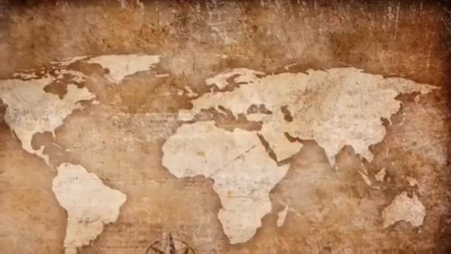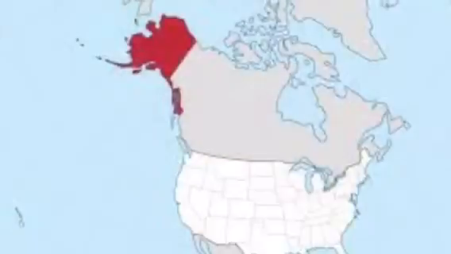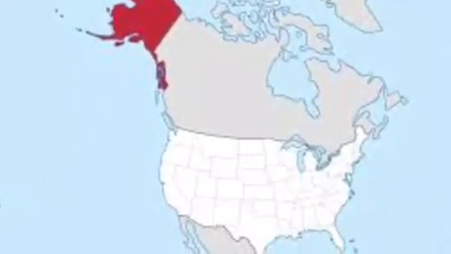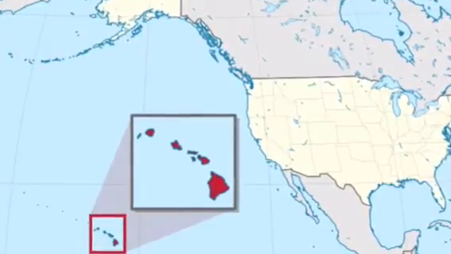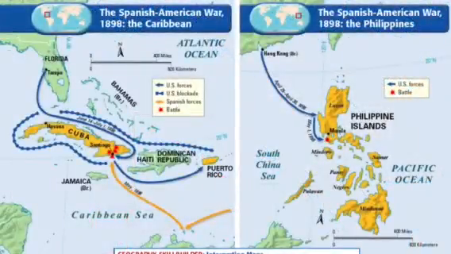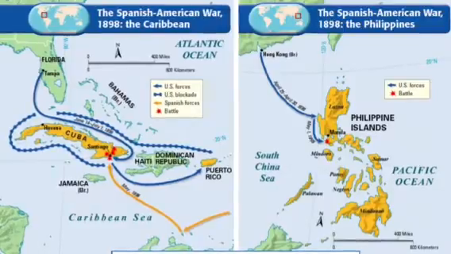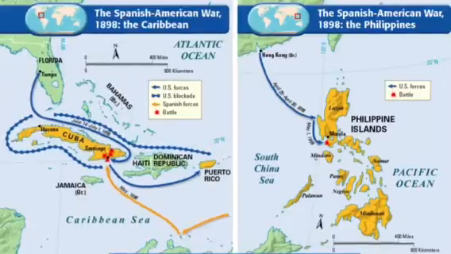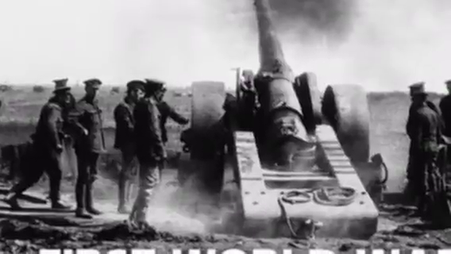With all these things going on, the U.S. still found time to expand. In 1867, the U.S. bought territory from Russia. This territory is the state of Alaska. In 1898, the U.S. took control of Hawaii. In that same year, the U.S. also gained control of Cuba, Puerto Rico, Guam, and the Philippines by winning the Spanish-American War and gaining control of these places from Spain.